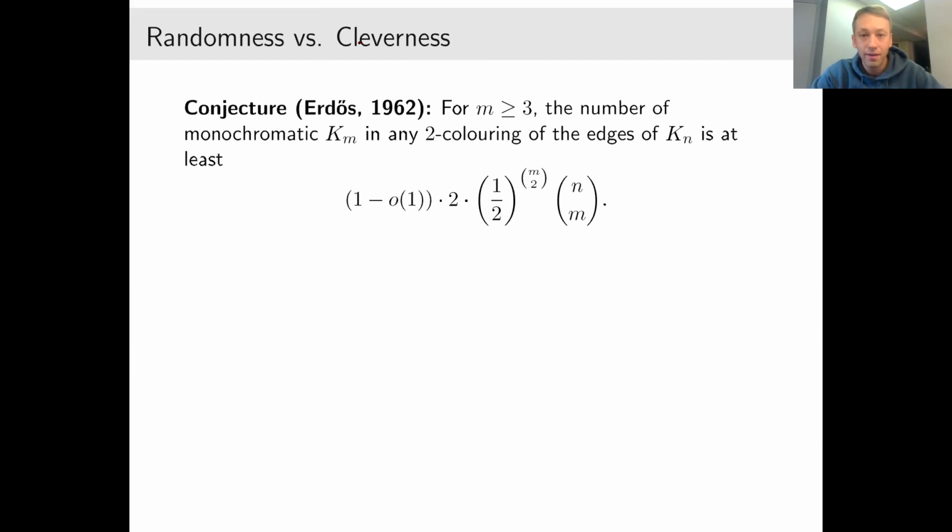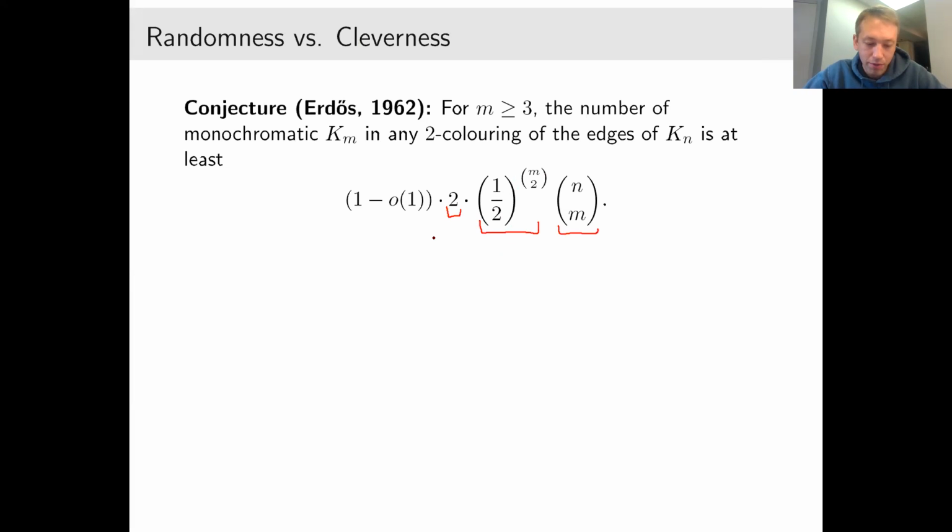for any m at least 3, the number of monochromatic copies of Km in any 2 coloring of the edges of Kn is at least this quantity here. So how do you interpret this? Again, n choose m is the number of possible copies of Km. If you colored randomly, red and blue, each copy would be red with this probability or blue with this probability, and 2 is the number of colors. So this is just the expected number of copies in a random coloring.